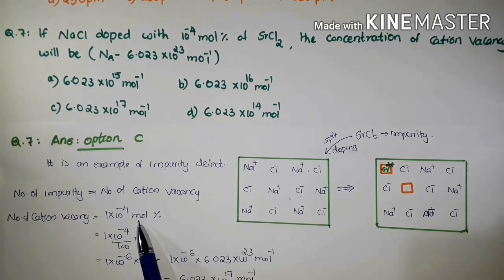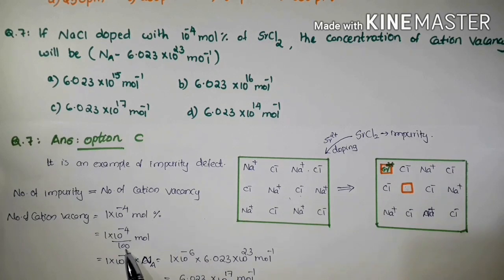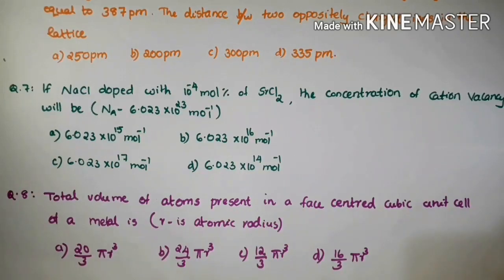1 into 10 raised to minus 4 mole percentage of strontium chloride. 1 into 10 raised to minus 4 percentage, that's divided by 100. Therefore, 1 into 10 raised to minus 6 into Na. By simplifying, we will get 6.023 into 10 raised to 17 per mole. Next one.